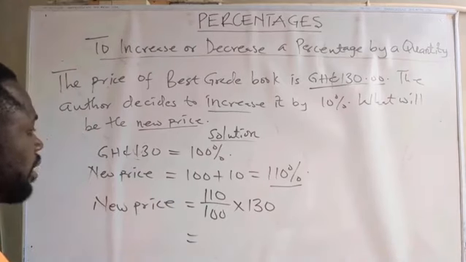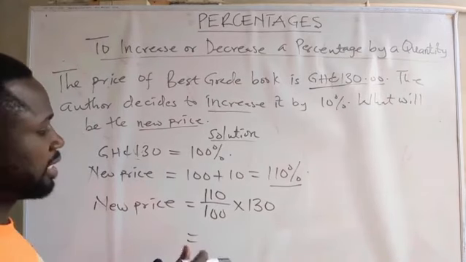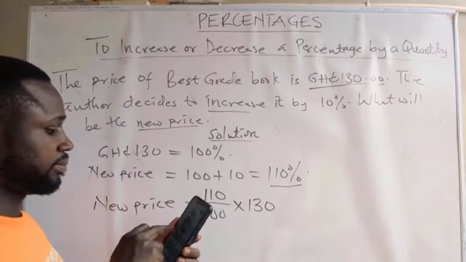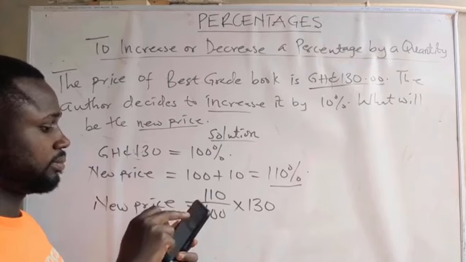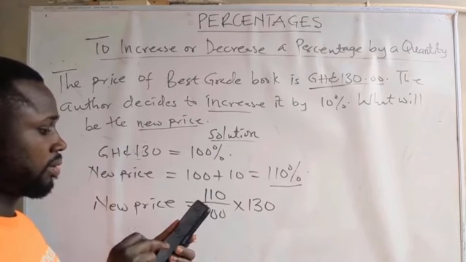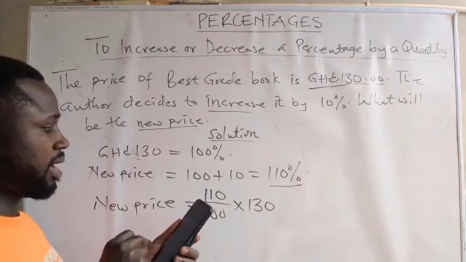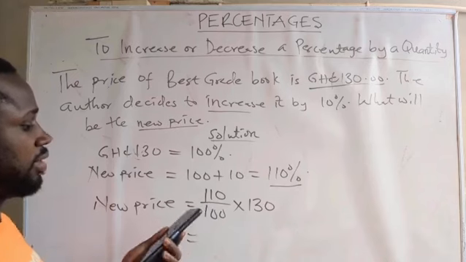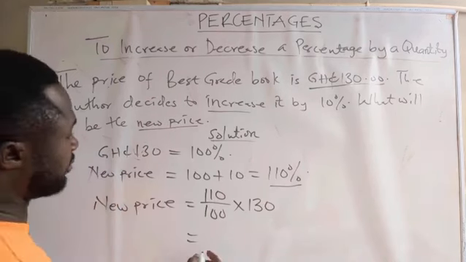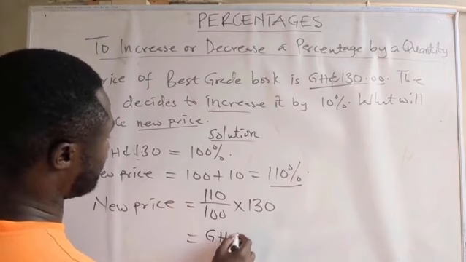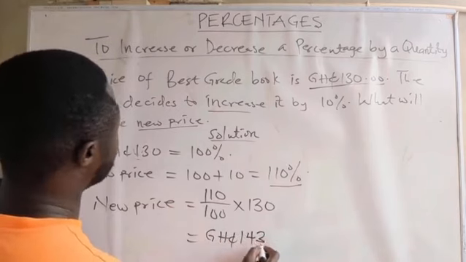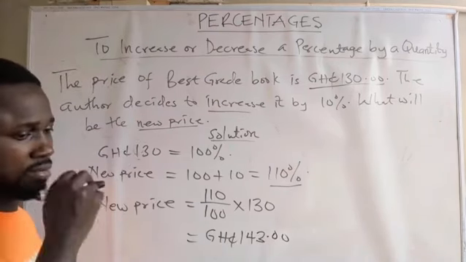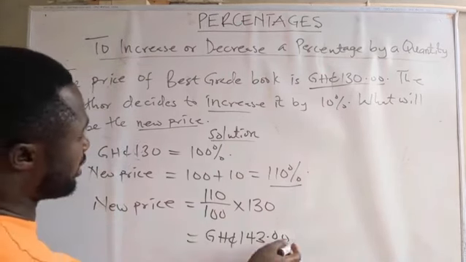Okay, so now let's use the calculator and find 110 divided by 100 times 130. That will give us 143. So 143 Ghana cedis.